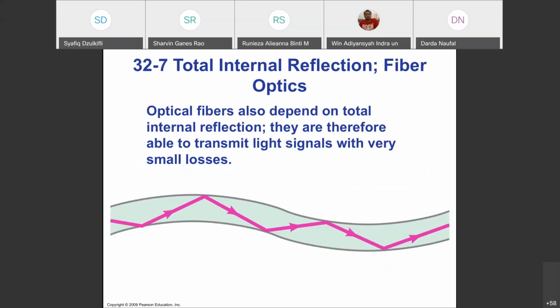Okay, this is in fiber optics, which depends on total internal reflection. They are therefore able to transmit signals with very small losses. This is the incoming light, for example, right? All reflected. There is no refraction. If there's refraction, there's a leak here. It goes out here maybe, refraction. There's a leak, so one light goes out, which is refracted. But in here, it's all reflected. So this is what we call total internal reflection. All the light is reflected. There's no refraction. Okay, this is a fiber optic cable.